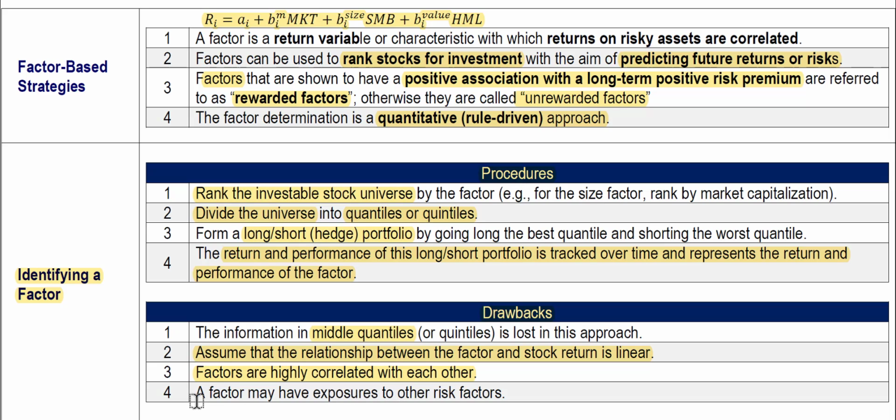And the final one: a factor may have exposure to other risk factors. In other words, since they are correlated with each other, you may not be able to say this is purely the size factor versus the value factor. There's something between them. So it's not clear-cut. These are the major problems with factor-based strategies, or those models.